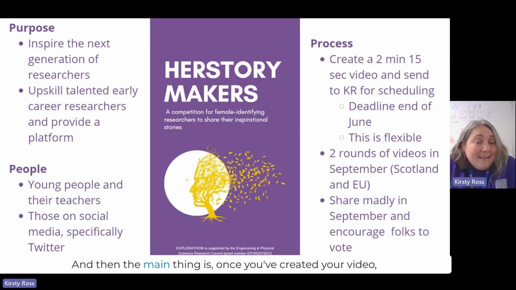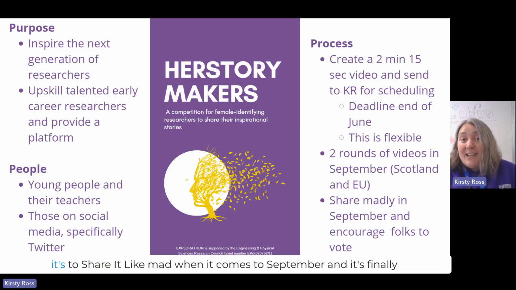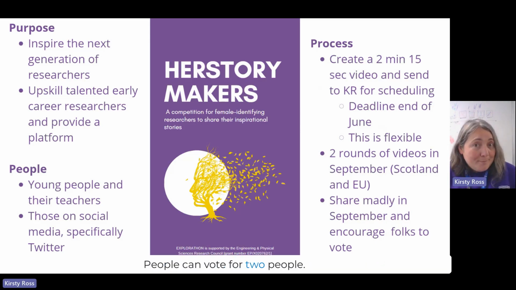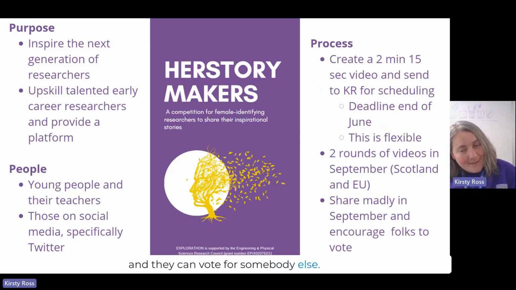And then the main thing is, once you've created your video, it's to share it like mad. When it comes to September and it's finally posted, share it like mad on social media and encourage people to vote. People can vote for 2 people. This avoids people voting for their friends. It means that they can vote for their friends and they can vote for somebody else.